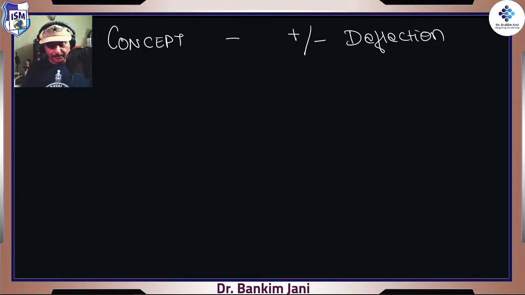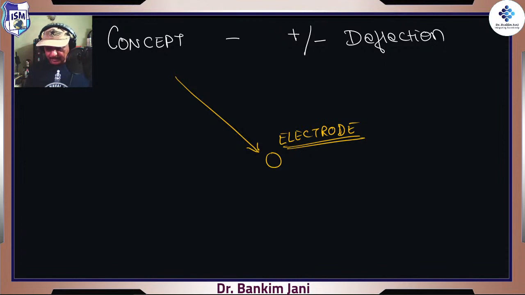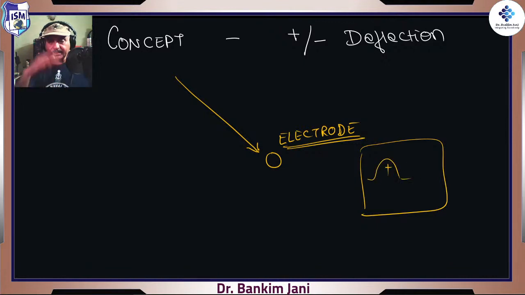The concept of current. See, current is coming, and here is the electrode. Only one principle you have to understand: if it is connected to the display and the current is coming, there would be a positive deflection, because current is coming towards you.